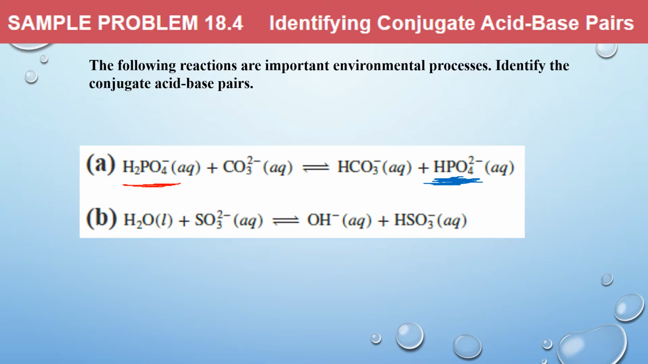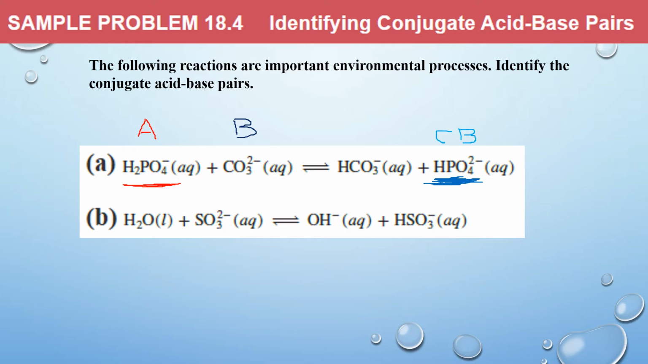So we say the H2PO4 minus is the acid, and the product will be the conjugate base. So this is a conjugate acid and base pair. Because this is an acid, we know the other reactant will be the base. The carbonate is a base because it accepts that proton.